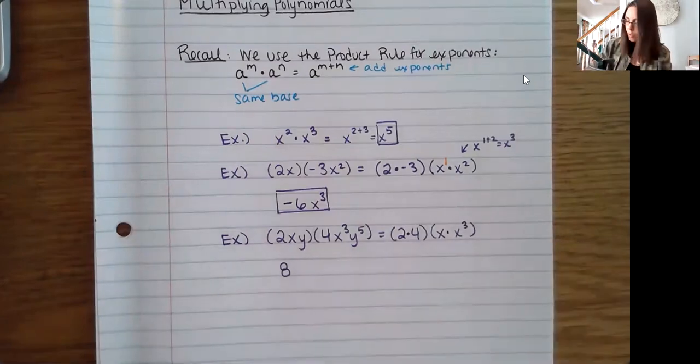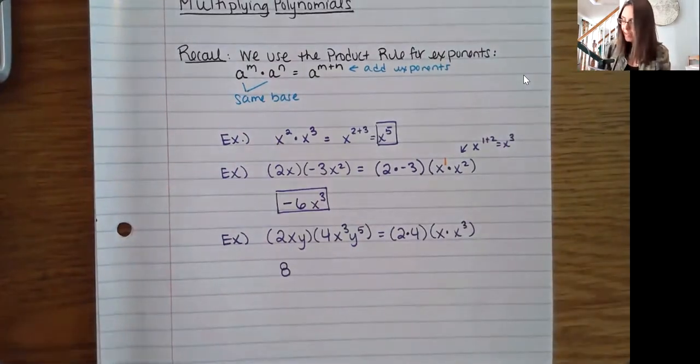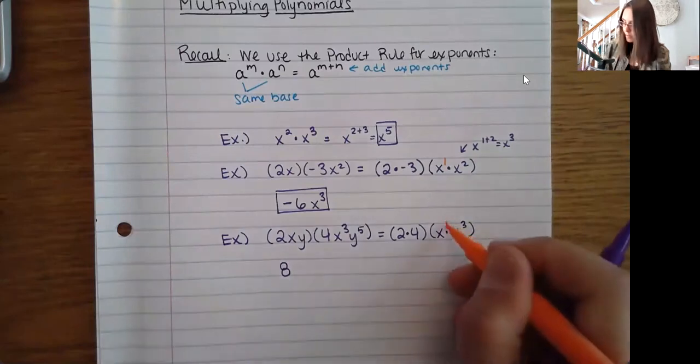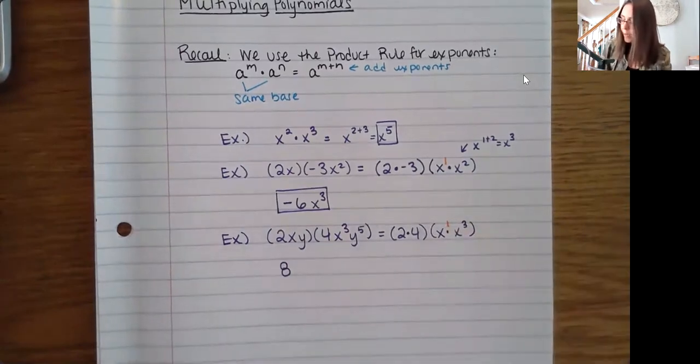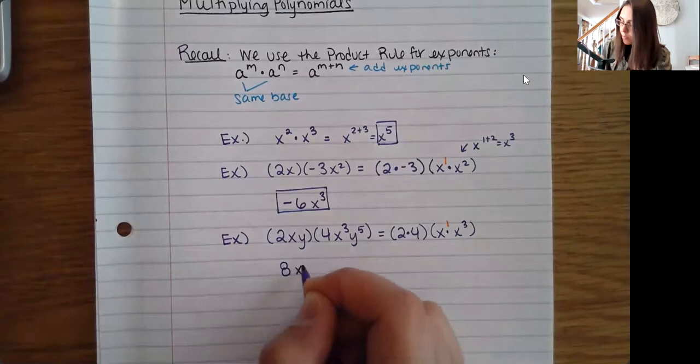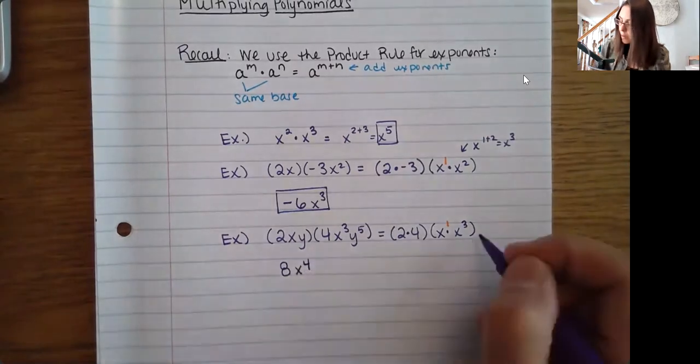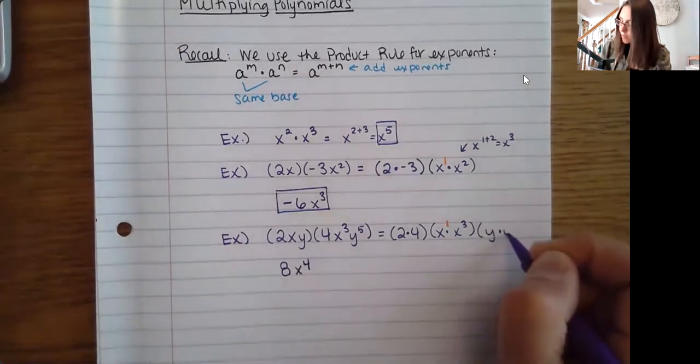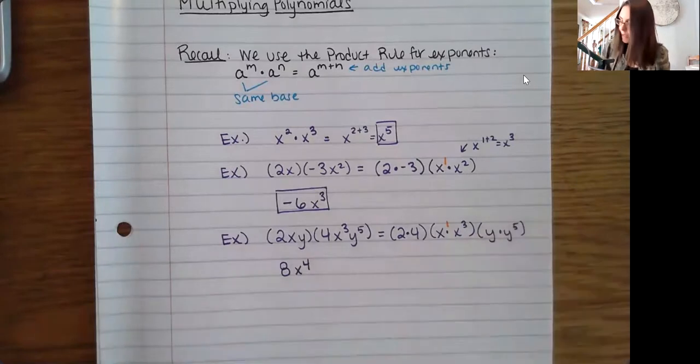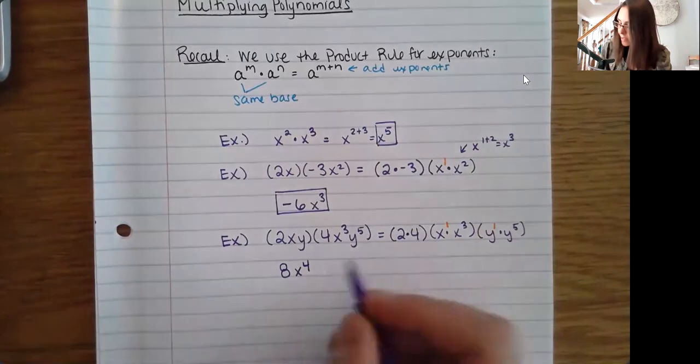So here, now I'm going to match up the x's. So I have x to the first power times x to the third power. And again, we're going to add those together to get x to the fourth power. And then for my y's, I have y times y to the fifth. And again, that would be a y to the first power. And 1 plus 5 is 6.